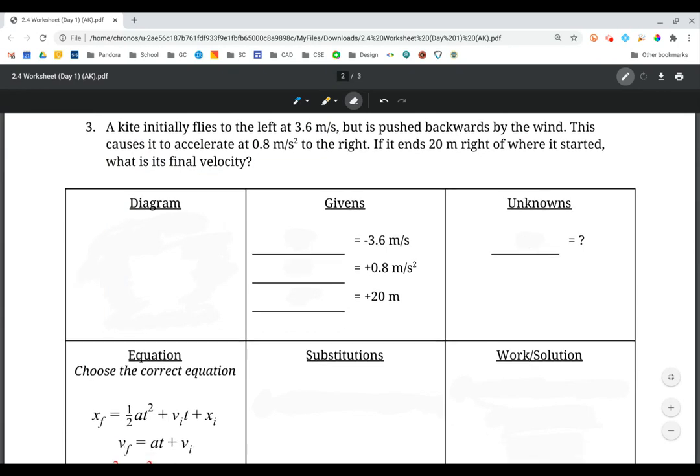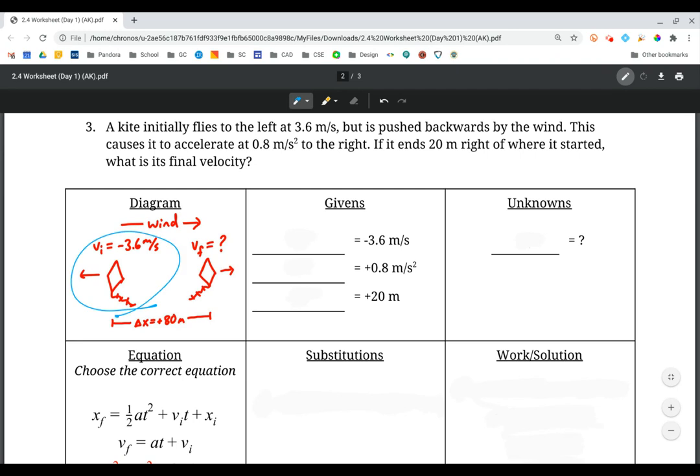For number 3, we have a kite. Here I'm going to draw the diagram. It's moving to the left at the beginning of the diagram, but then the wind pushes it to the right, and so eventually it goes backwards, and it ends up 80 meters right of where it started. So we're trying to figure out what is the final velocity.